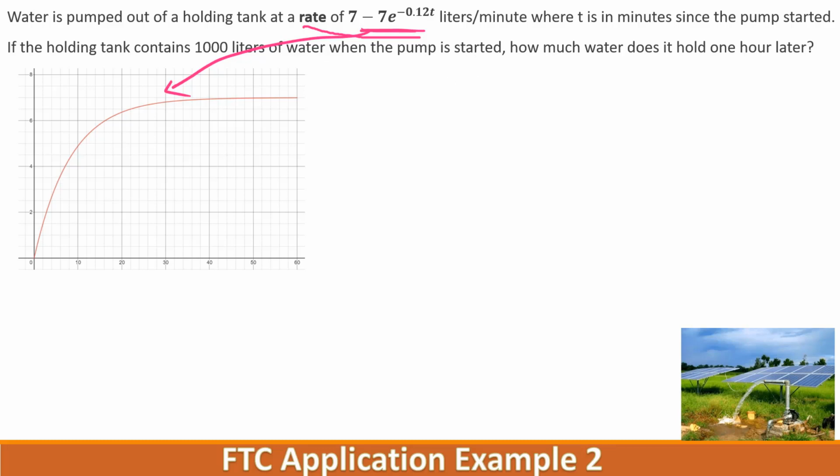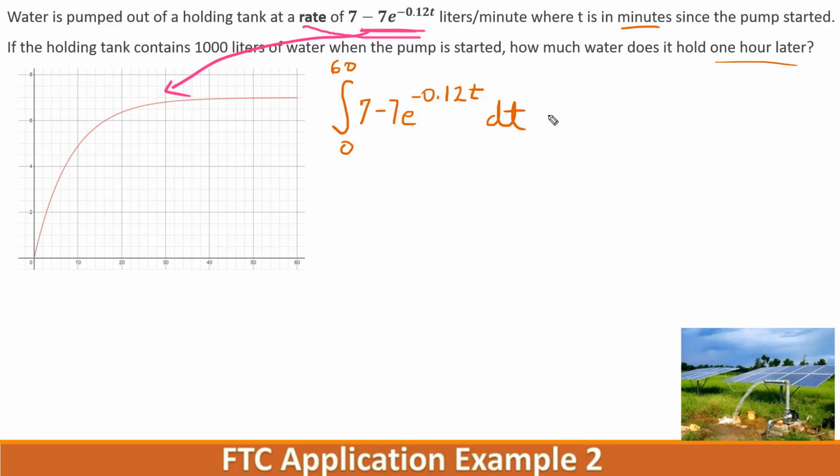So again, starting out, I know that this is a rate, 7 minus 7e to the negative 0.12t. That's kind of horrible looking. Let me see if I can make that a little better. 7e to the negative 0.12t, and of course with respect to the variable t. This is when I actually, and let me get my interval here. So notice this is in minutes and it wants to know how much water it holds 1 hour later. So 1 hour later would be from 0 to 60.